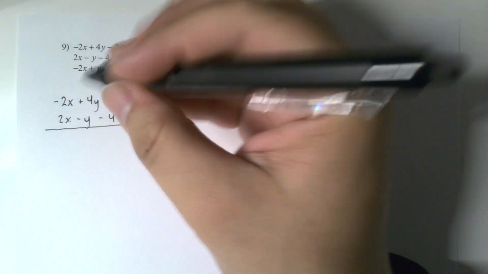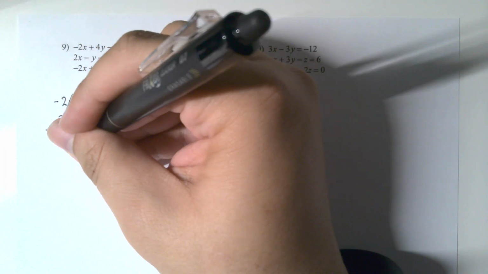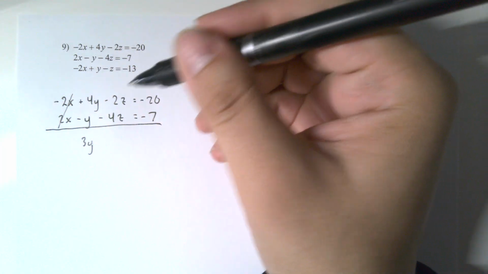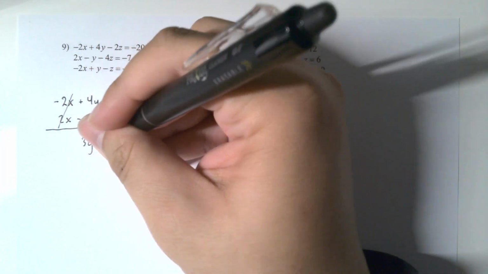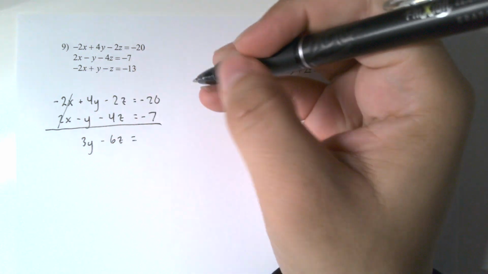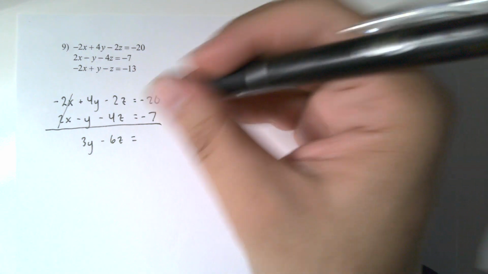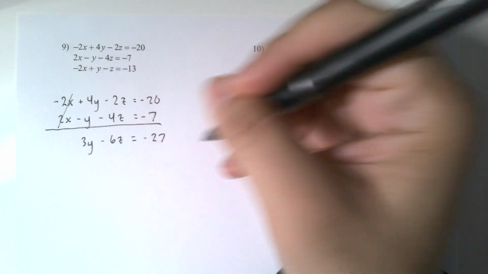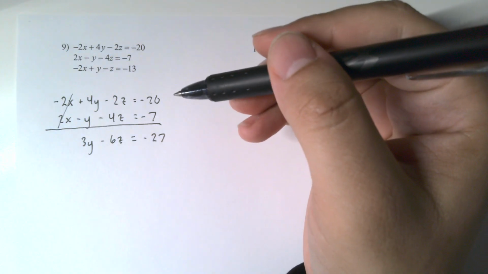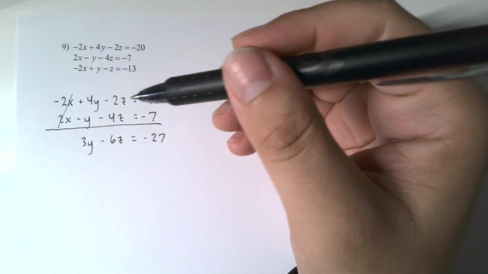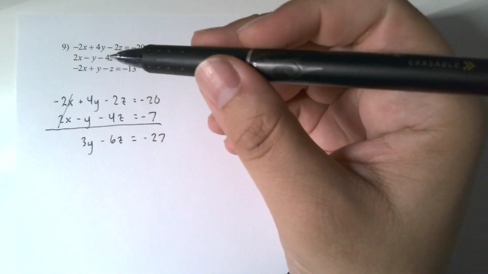If I add these two together, x's cancel. We have 4y minus y. That's going to be 3y. We have negative 2z minus 4z, which is minus 6z. And then we have negative 20 minus 7. It's going to be negative 27. Okay, and so that was using equations 1 and 2.